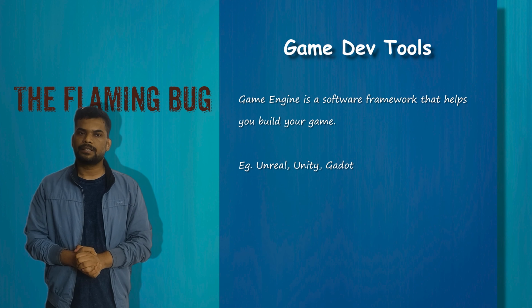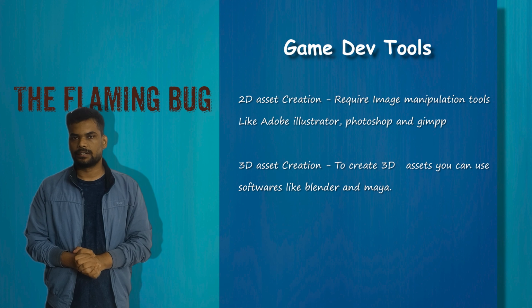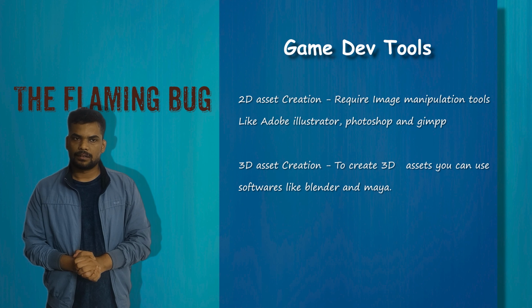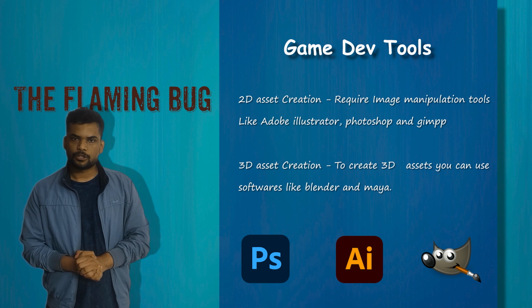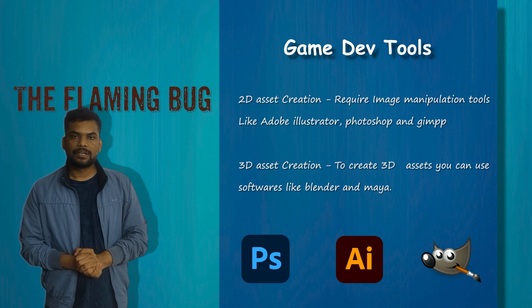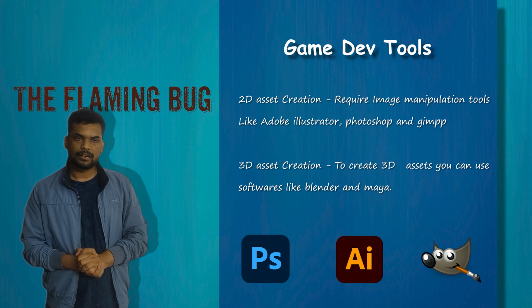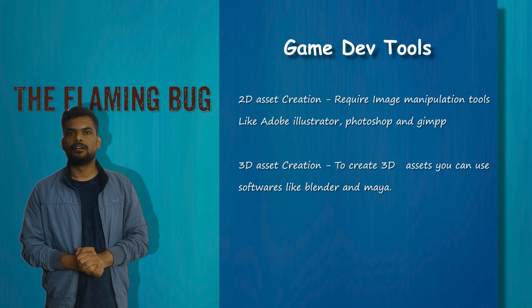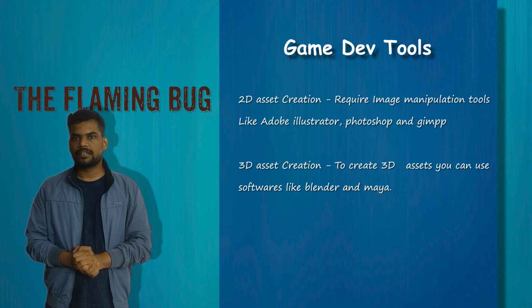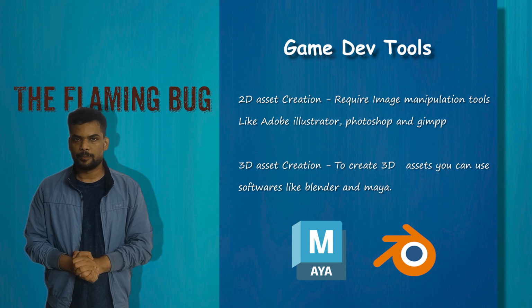So the next point would be assets. You need tools to create assets for your game. It could be a 2D asset or it could be a 3D asset. If you're developing 2D assets, you will need tools like Adobe Illustrator or Photoshop, which are image manipulation tools. But those are paid tools. You can also use free tools like GIMP, which is again an image manipulation tool that is free to use. You'll have to learn these tools if you are doing 2D modeling. If you are going for 3D modeling, then you will have to learn software like Blender or Maya, where you can develop 3D models.